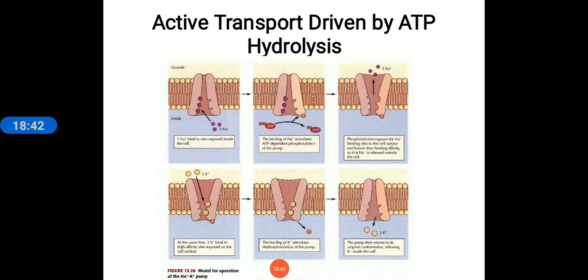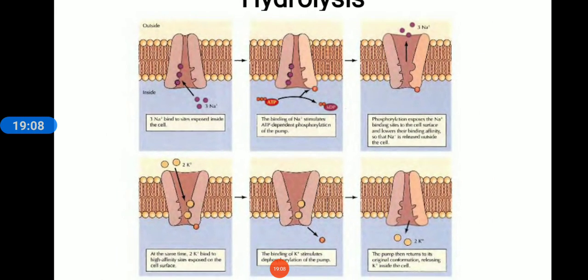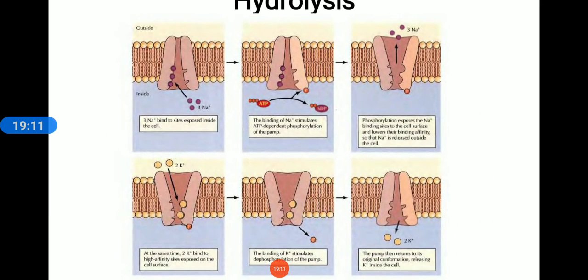So I told you that active transport is divided into two parts: primary active transport and secondary active transport. Okay, so in primary active transport the movement of the molecules is driven by ATP hydrolysis. The energy for the movement of the molecules against its concentration gradient is generated by hydrolysis of ATP. Okay, so here in this diagram is shown a sodium potassium pump, a very common example of this active transport.